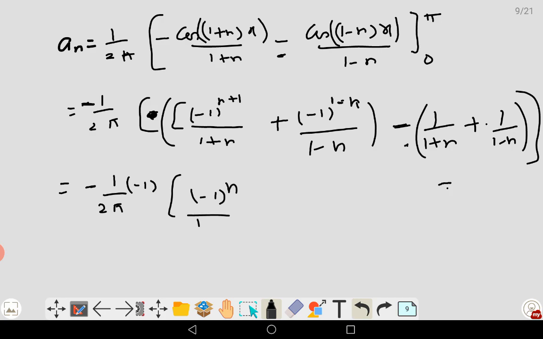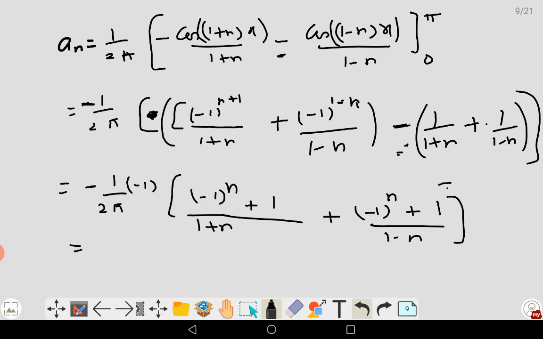I take a minus 1 outside, so what happens here is minus 1 to the power n over 1 plus n, and here it will be positive, so it will be plus 1 over n or 1 plus n. Again this term will be minus 1 to the power minus n, and it can be written as minus 1 to the power n plus 1 over 1 minus n.